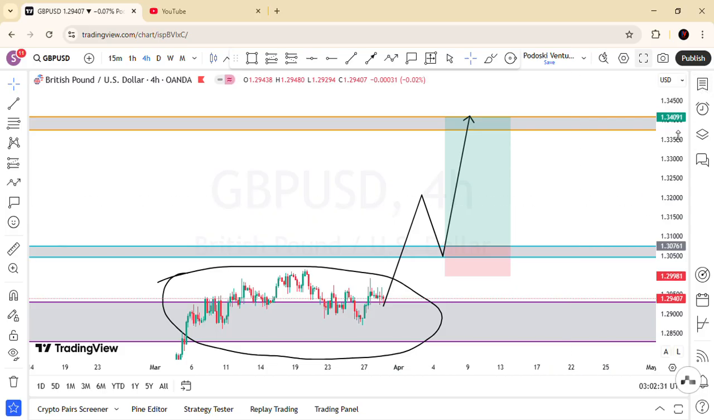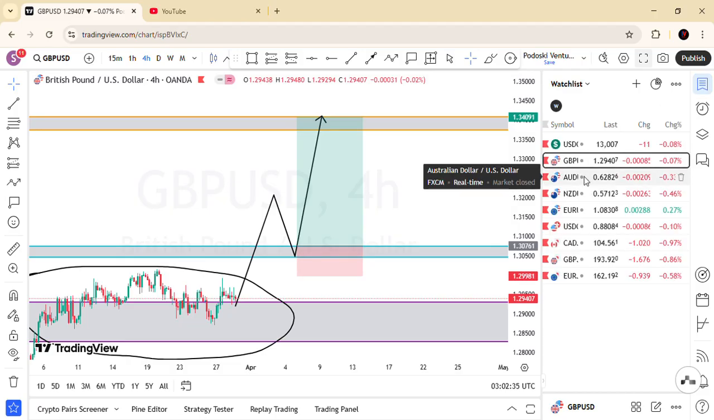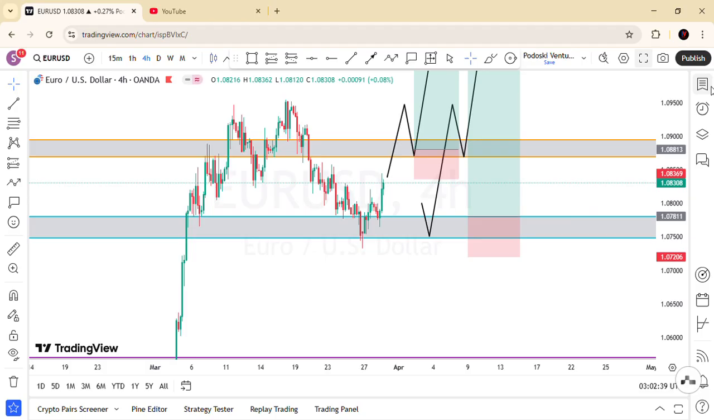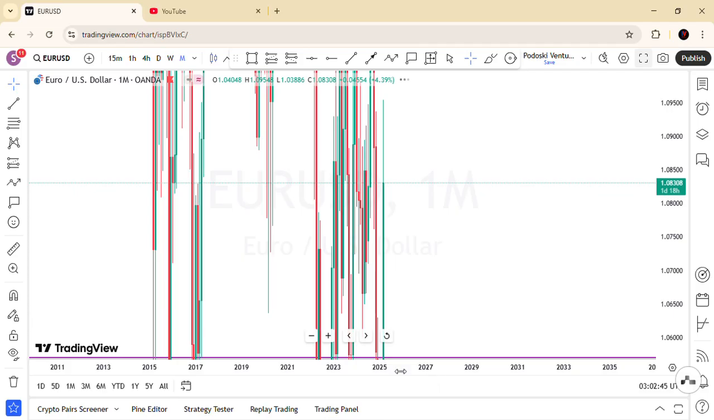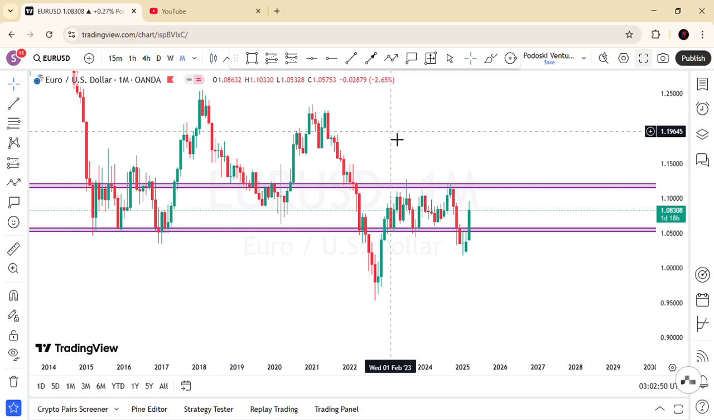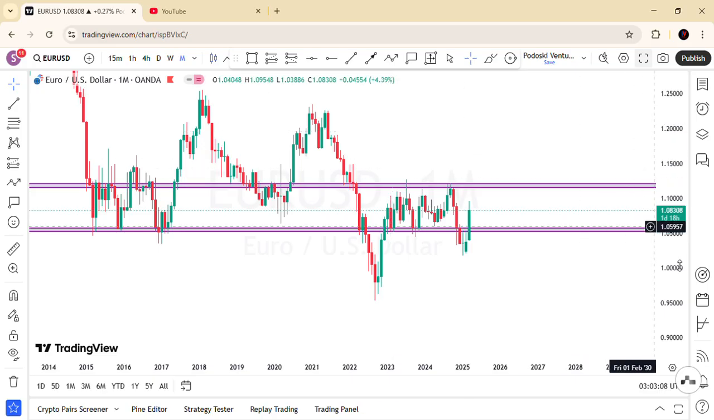The next pair on my list is EURUSD. So with EURUSD, let's do a top-down analysis from the monthly time frame all the way down and see what we are expecting on EURUSD. Are we expecting buying pressure or selling pressure? Before we are done with this analysis, we will find out whether we are looking for buying pressure or selling pressure. So let's get into it.